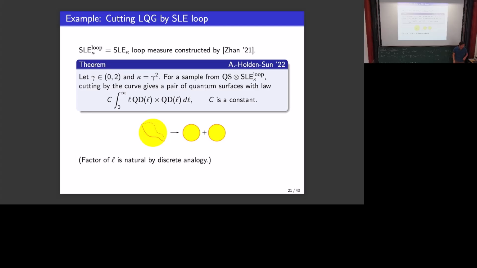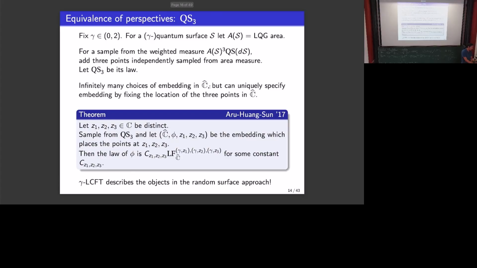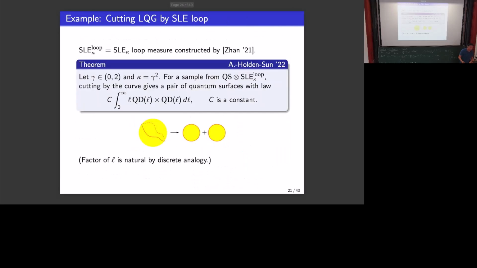Here's an example of one such statement, which we can give precisely if we know what quantum sphere and quantum disk are, which we do know, because the quantum sphere is the random surface you get by taking this 3-point Liouville CFT, weighting by the inverse of the cube of the area, and forgetting the 3 points. And quantum disk can be defined from Liouville CFT. So you can view this as a statement about surfaces that are described by Liouville.